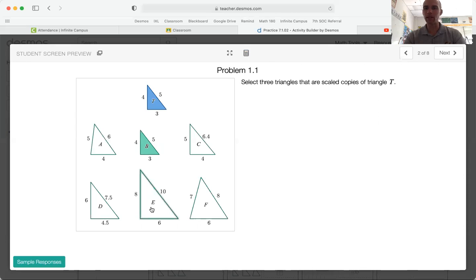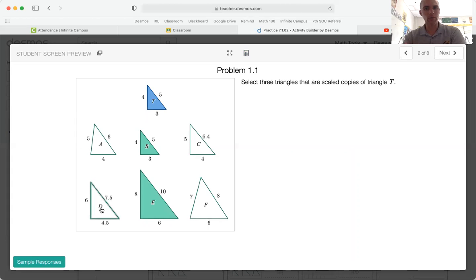Now, if you look directly below that to triangle E, that's the second most basic scale copy you can make. Because look at what the scale factor is. What do you have to multiply 4 by in order to get 8? What do you have to multiply 3 by in order to get 6? What do you have to multiply 5 by in order to get 10? Hopefully, as I was talking through that, you realize that it's going to be 2 for all of those. And so E is a scale copy with a scale factor of 2.